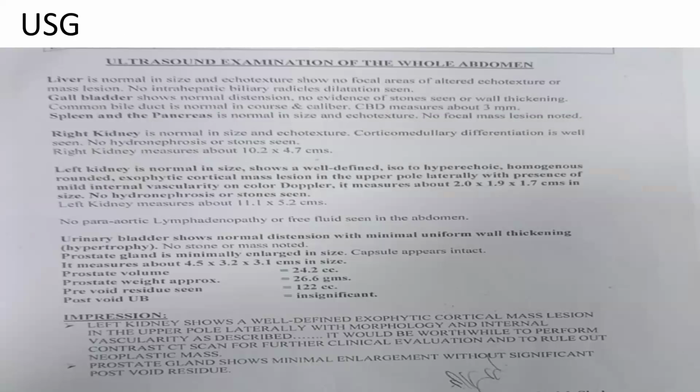The left kidney is normal. The significant finding in this sonography is a well-defined iso to hyperechoic, homogeneous, rounded, exophytic cortical mass lesion in the upper pole, laterally, with presence of mild internal vascularity on color Doppler. It measures about 2 into 1.9 into 1.7 centimeters in size. No hydronephrosis or stone seen. Rest other findings are insignificant.